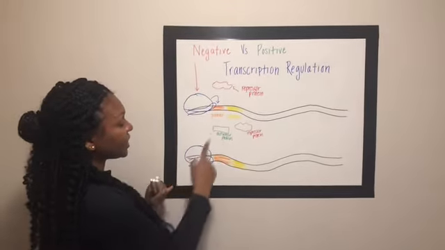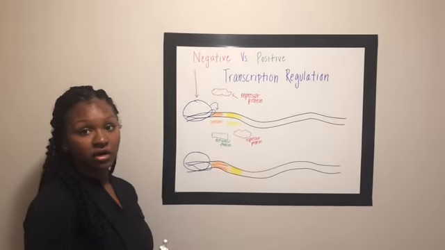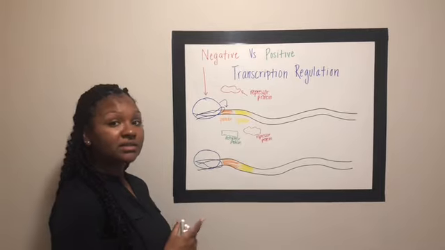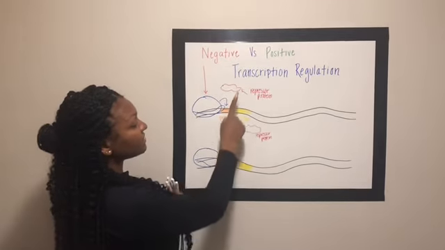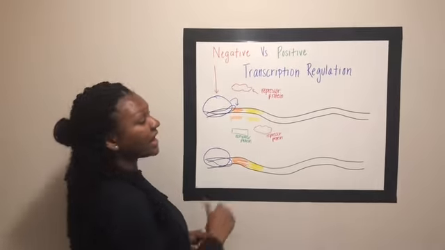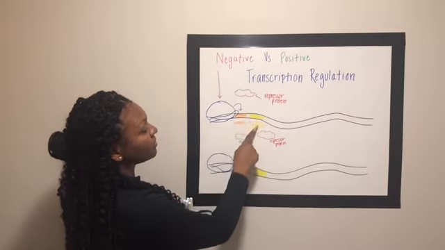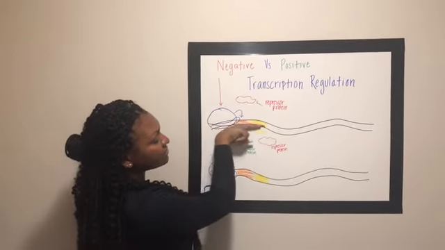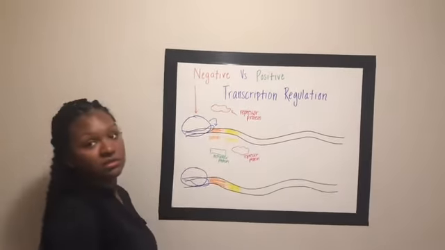So now, if we have our activator protein involved, then we have a positive transcription regulation. But if the activator is not involved, then we have a negative transcription regulation, and then the repressor protein will bind to the operator, and the RNA polymerase will not be able to move down the DNA strand.